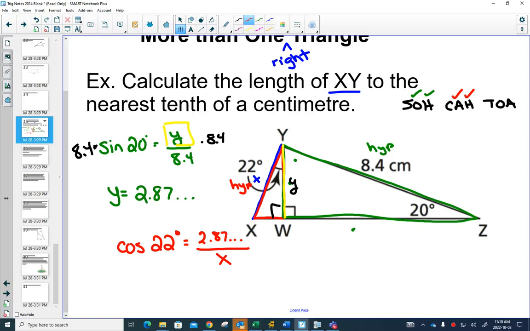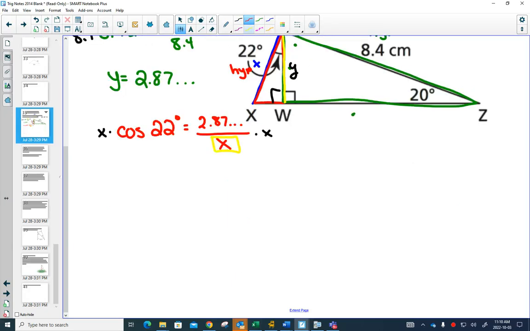Now, what do we want to do? We want to get that x by itself. But do you see that that x is in the denominator? So we're going to multiply both sides by x, and then have to divide to get x by itself. You would also have to divide by the cos of 22.